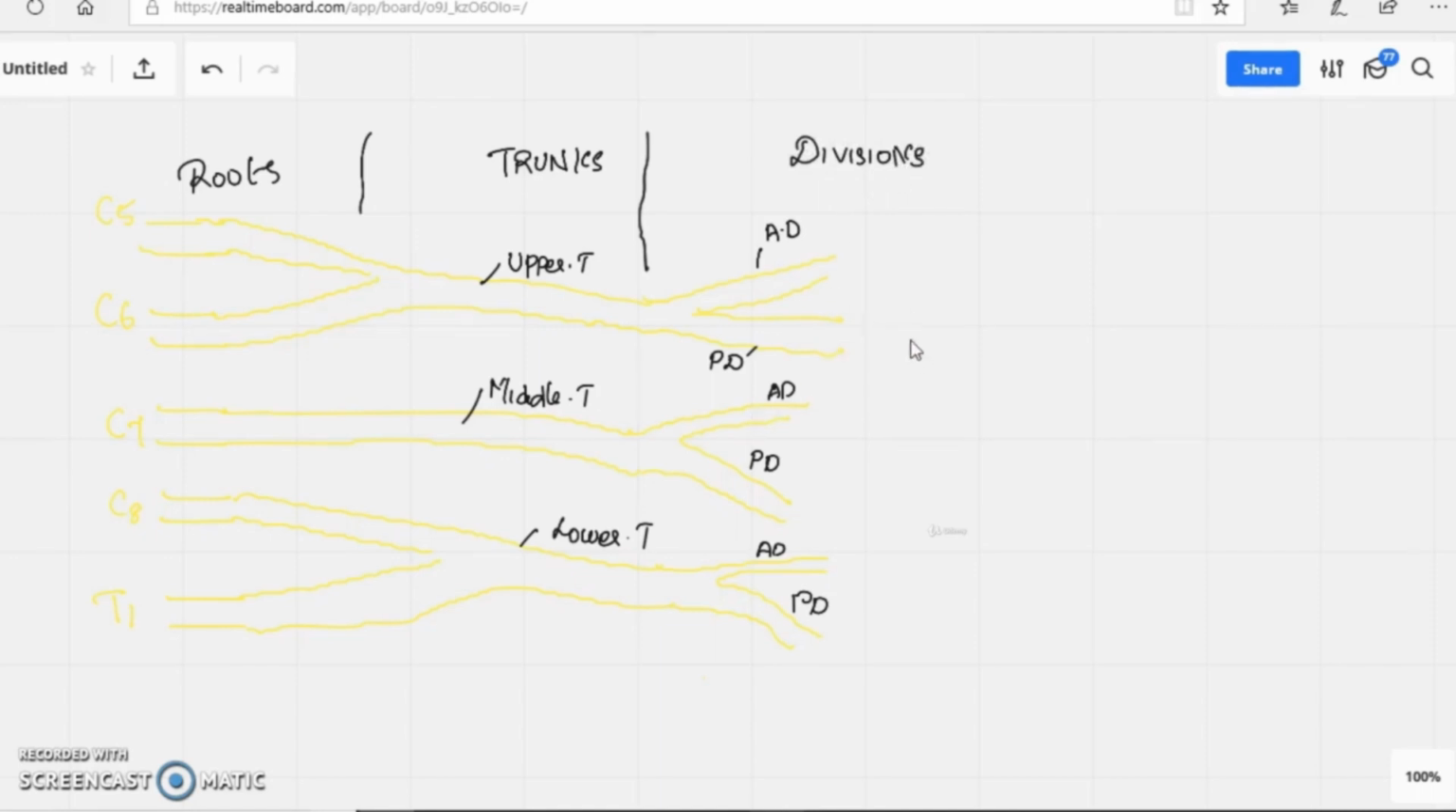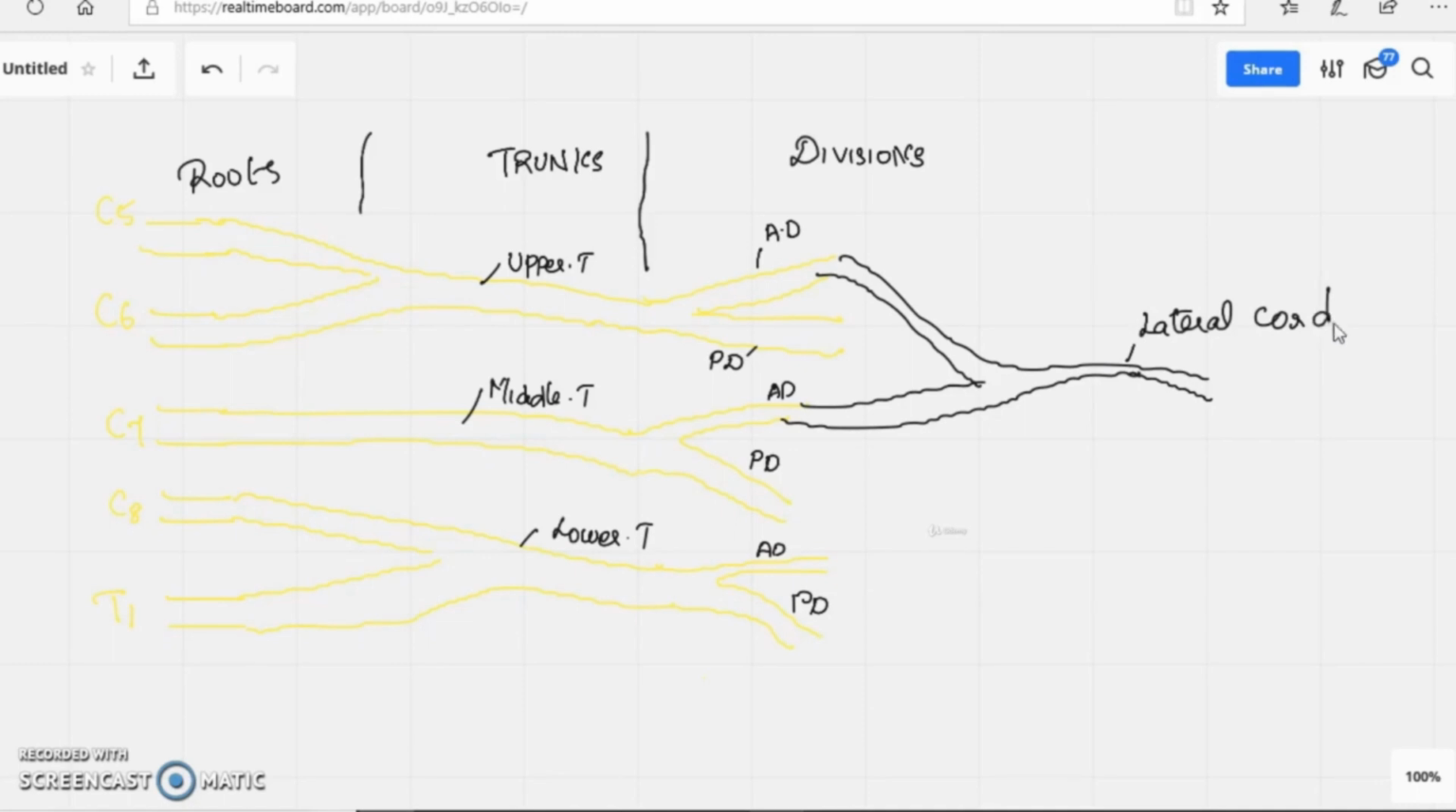To know about cords, the anterior division of the upper trunk and the anterior division of the middle trunk are going to unite together, and they are going to form a cord called the lateral cord. So the cord you are seeing here is the lateral cord. We have 3 cords coming from the brachial plexus: one is lateral, another one is medial, and then we have the posterior cord.